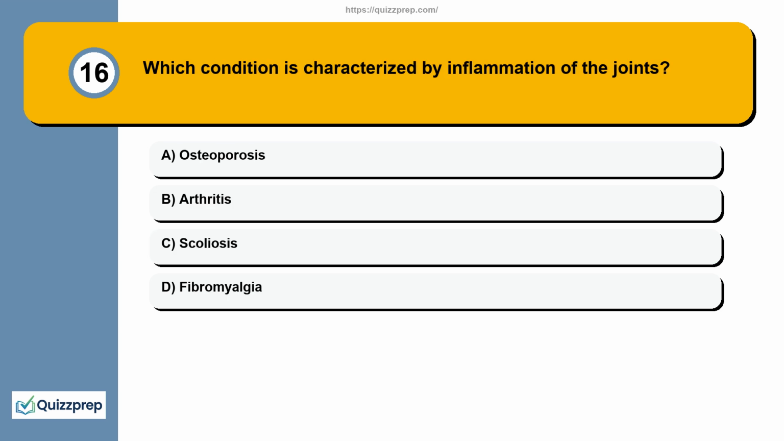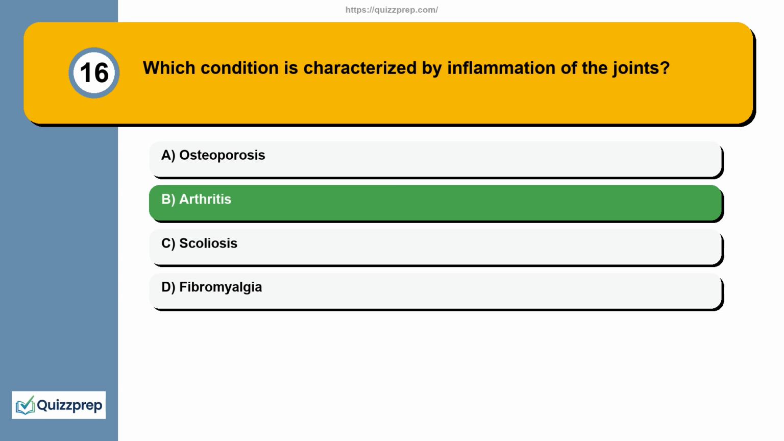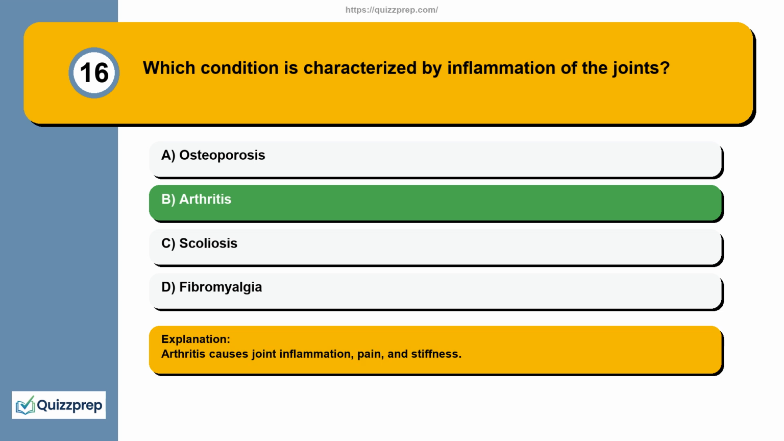Question 16. Which condition is characterized by inflammation of the joints? Here are your options. Option A. Osteoporosis. Option B. Arthritis. Option C. Scoliosis. Option D. Fibromyalgia. The correct answer is option B. Arthritis. Explanation. Arthritis causes joint inflammation, pain, and stiffness.